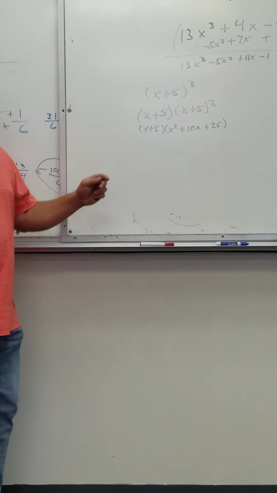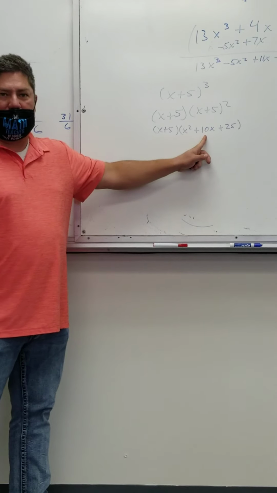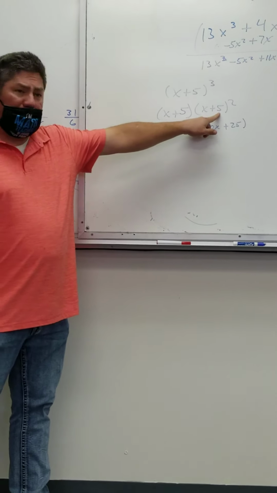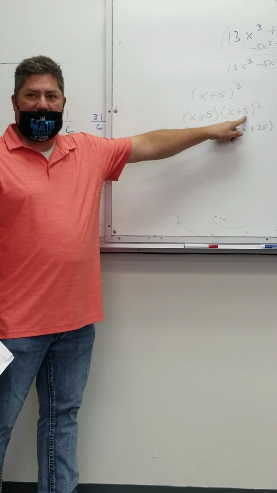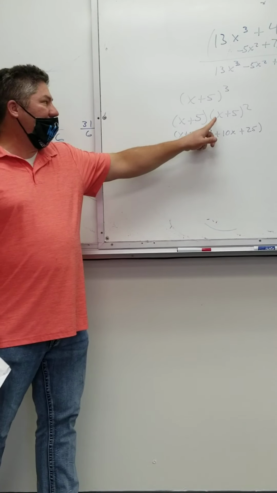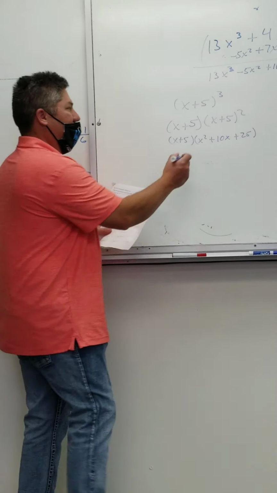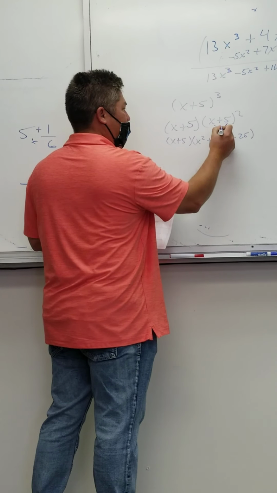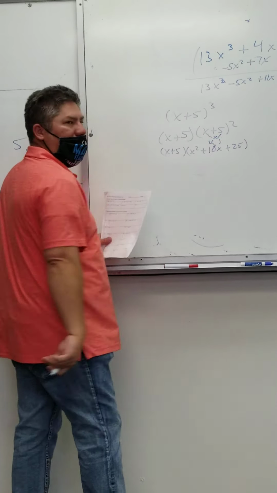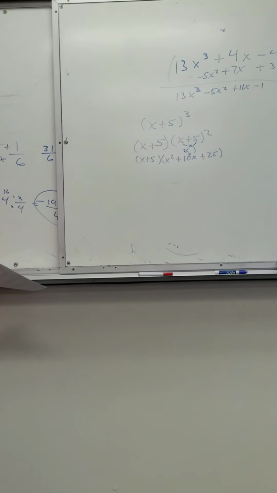Again, too many kids will just write x squared plus 25, and they forget that middle term. The way you get the middle term is take the first term, multiplied to the second term, 5 times x is 5x, doubled. That's how we got 10x. You might want to have that in your notes. First term times second term, doubled is the 10x. So I might do something like this, just to remind myself that I double it after I times those two together to get that middle term.